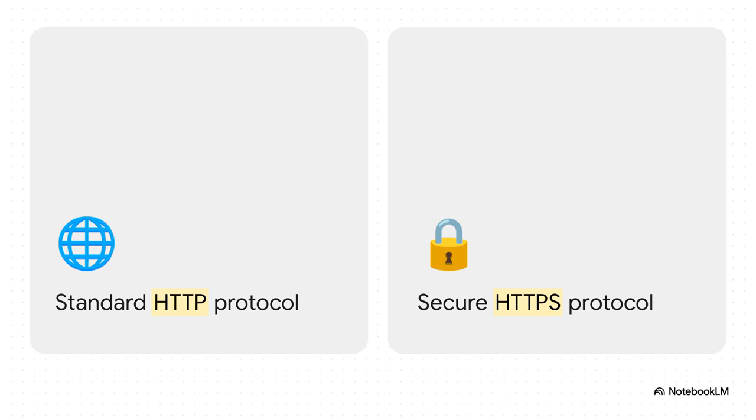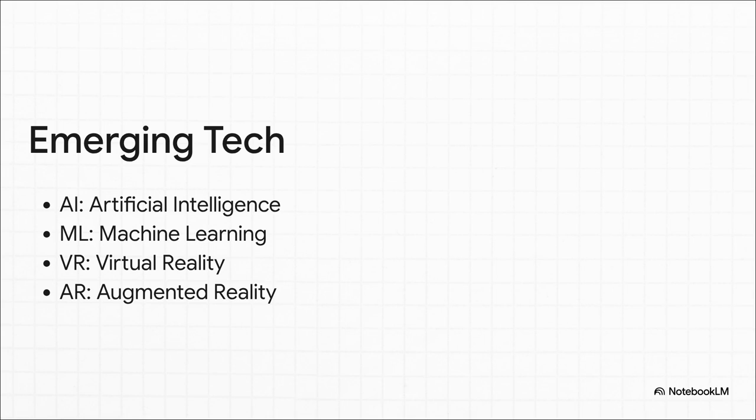for your digital safety. And as we master today's terms, we've got to keep an eye on the horizon with these emerging tech acronyms. AI for artificial intelligence, ML for machine learning, VR for virtual reality, and AR for augmented reality. These represent the absolute cutting edge of digital tech that's going to define the future of computing. Understanding them today keeps you one step ahead for tomorrow.